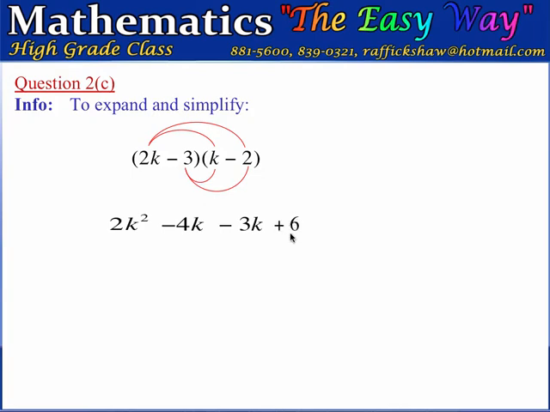And then we can simplify this expression. 2k squared stands by itself. There are no like terms. 2k squared, so that stays by itself. The negative 4k and the negative 3k will give us negative 7k, and then the constant term will remain positive 6. And so the result is 2k squared, negative 4k and negative 3k gives us negative 7k, and then we have plus 6 coming back here. And that's the answer for this part, question 2c.